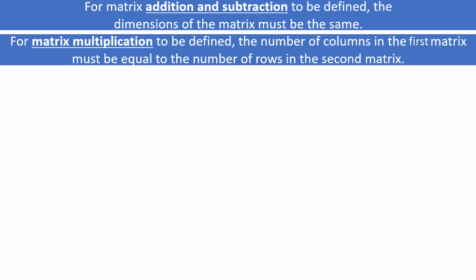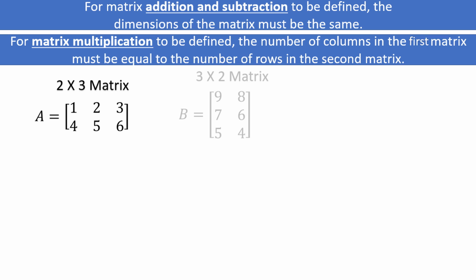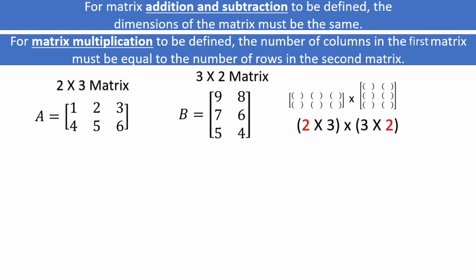For example, A is a 2 by 3 matrix, as A has 2 rows and 3 columns. B is a 3 by 2 matrix, as B has 3 rows and 2 columns. Matrix multiplication is defined for matrices A and B because the number of columns of A is equal to the number of rows of B. Matrix A has 3 columns and matrix B has 3 rows.